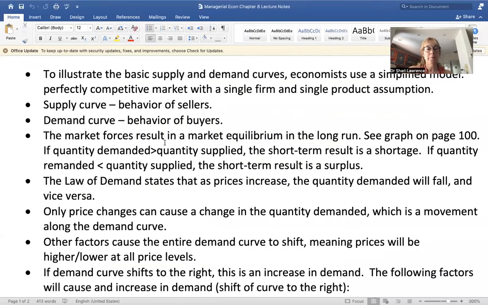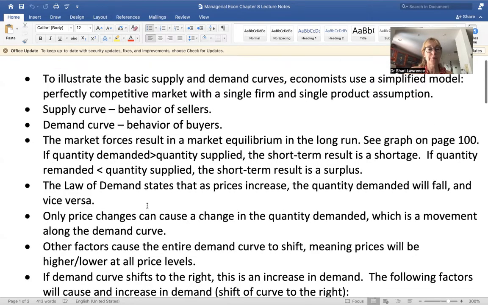All right. So the law of demand states that as price increases, the quantity demanded will fall. Right. So remember what I was talking about, a change in the quantity demanded. That's called the law of demand. So the law of demand tells us that if the price increases, the quantity demanded is going to fall. The law of supply tells us that as the price increases, the quantity supplied is going to increase. So make sure you understand the law of demand and the law of supply.